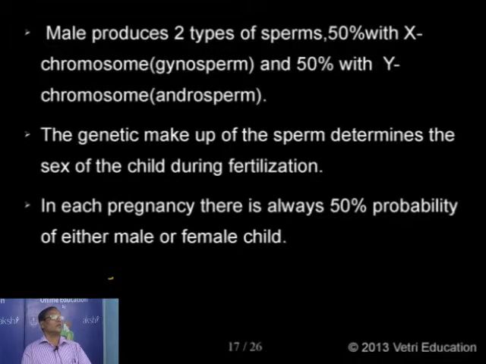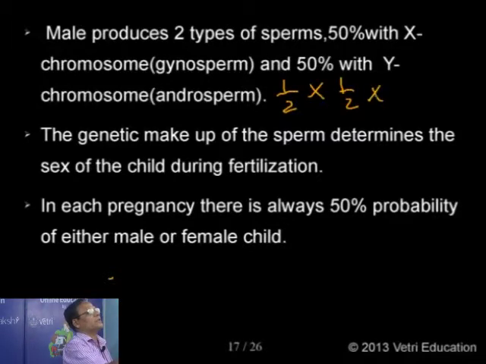Suppose, for example, in a family there are 5 children, and all 5 children are females. Then what is the probability of a male child in the next pregnancy? Once again, just 50%. If there are 5 children, all female, what is the probability of a male child in the 6th pregnancy? It is again 50%. But they may ask the question in a different manner: what is the probability of a male child in the 5th pregnancy or in the 4th pregnancy? For every pregnancy, we have 50-50, that is 1 by 2.